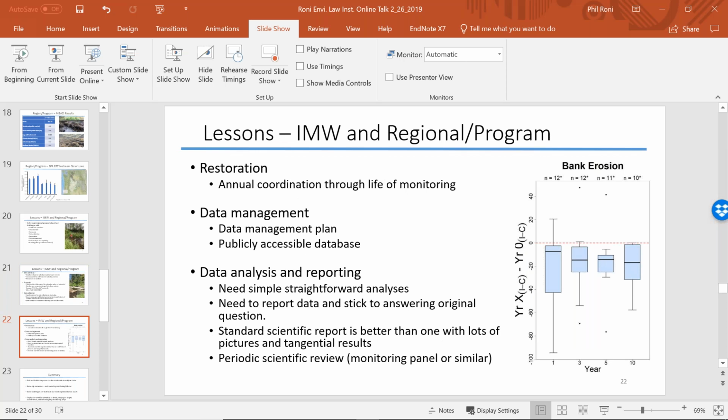I talked about the timing of restoration. On data management, particularly for these large, intensely monitored watershed and regional programs that generate lots and lots of data, we've seen a number of data management issues, and it emphasizes the importance of a publicly accessible database.